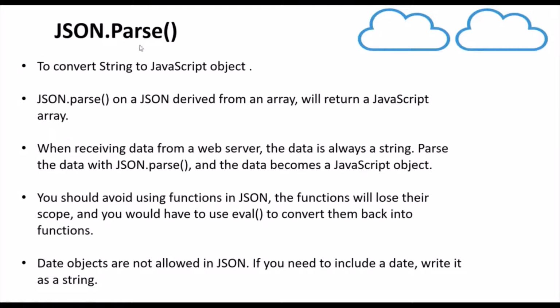Next is JSON.parse, which is exactly the reverse of it. It converts a string into a JavaScript object. Let's say you have converted a JavaScript array into a string using JSON.stringify. If you apply JSON.parse on the end result, it will give you an array. It won't return an object or something else; it will return the array from which it was derived.